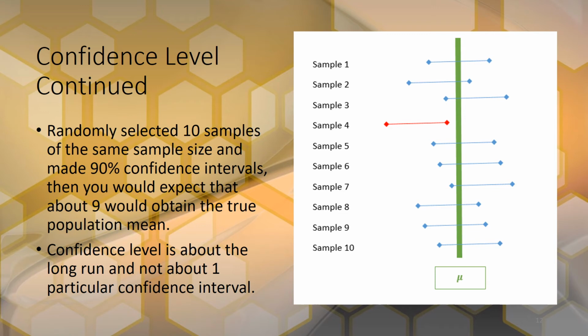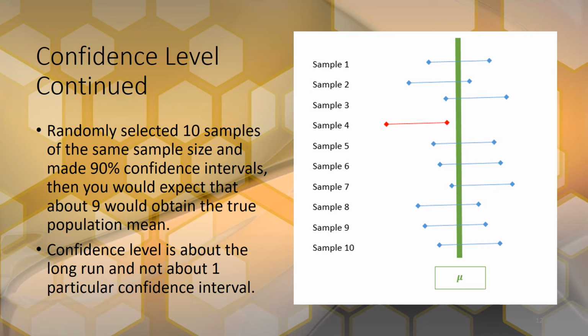So say now we have a 90% confidence level instead of a 95. So if we randomly selected 10 samples of the same sample size and made 90% confidence intervals for each of those samples, then you expect that 9 out of 10, which is 90%, would obtain the true population mean. So say this true population mean, which is in green here, I'm going to call mu. We don't know what it really is, but we make 10 confidence intervals based on the same sample size. We would expect that 9 out of 10 of them would contain the true population mean, which is something we don't really know, but 9 out of 10 would contain it.